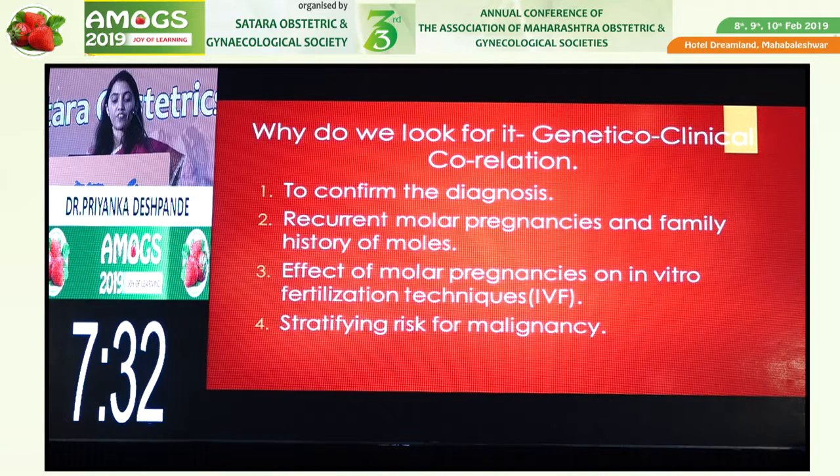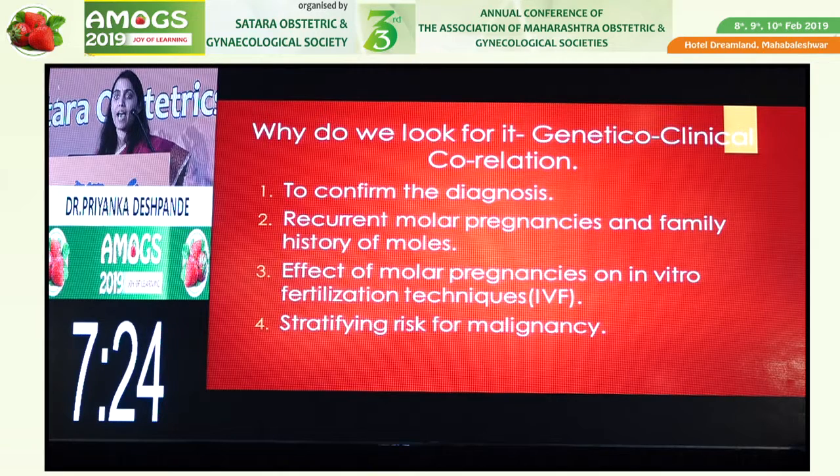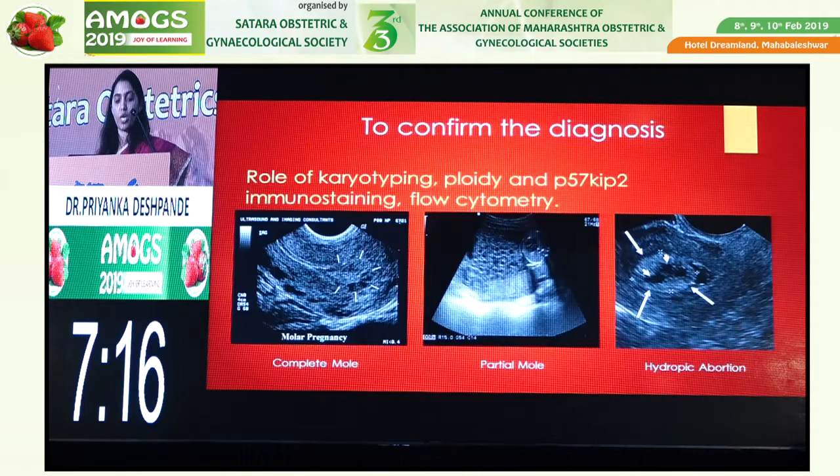And next is the effect of molar pregnancies on in vitro fertilization. This is very important to us as infertility specialists and obstetricians. Does genetics have a role in patients who have had molar pregnancy? Do we need to do genetic testing in them? And finally, stratifying the risk for malignancy in molar pregnancies.